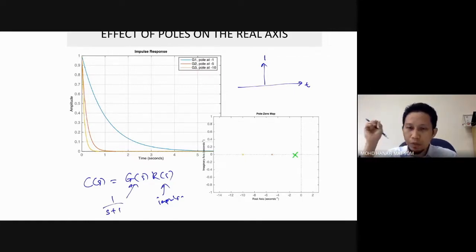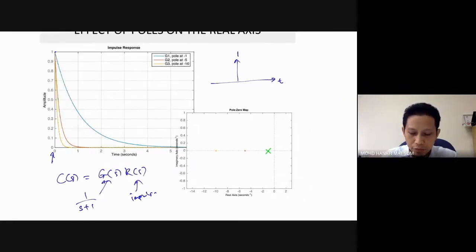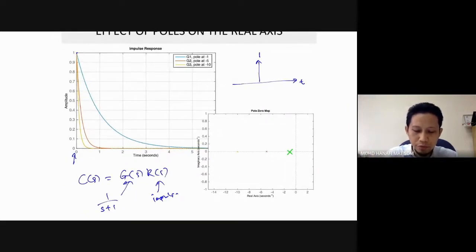When you give an impulse input to the system G(s), which equals 1 over (s plus 1), what happens is that the output decreases to 0. You can see the blue line starts at time equals 0, where the amplitude is 1. As the time approaches 5 seconds, 1, 2, 3, 4, 5, it decays and approaches 0.